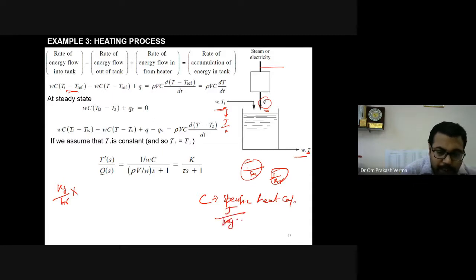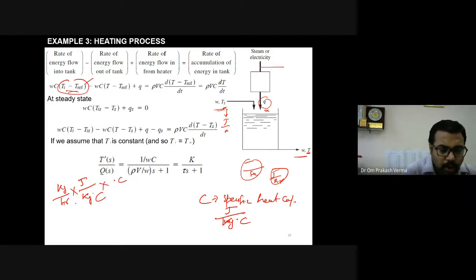Joule per kg degree Kelvin or degree Celsius. So when you multiply with C, it will give joule per kg degree Celsius, and Ti minus T reference represents the temperature difference. Why have we taken T reference? I will give the answer in a few seconds. The unit of this one is obviously degree Celsius.